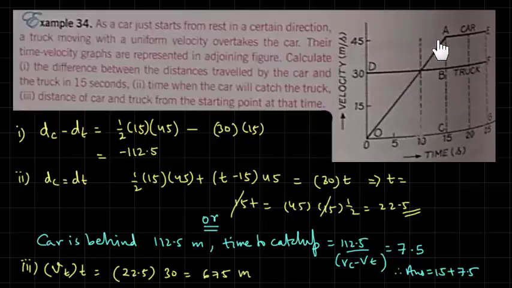So in this, this is a VT curve, so area below the curve will give you distance. So in 15 seconds, how much did the car travel? It is the area of this triangle, which is half 15 into 45. And what is the distance travelled by the truck during the same amount of time? It is the area of this rectangle, which is 15 into 30. So the answer is dc minus dt, distance travelled by car minus distance travelled by truck, is equal to this minus this, equal to minus 112.5. So it's negative because car has actually travelled less than truck.